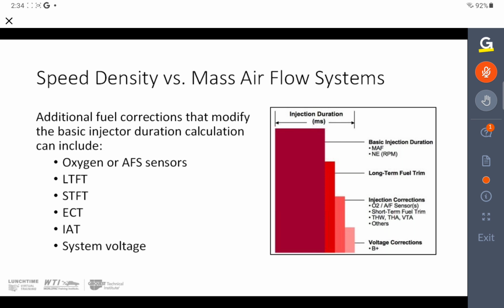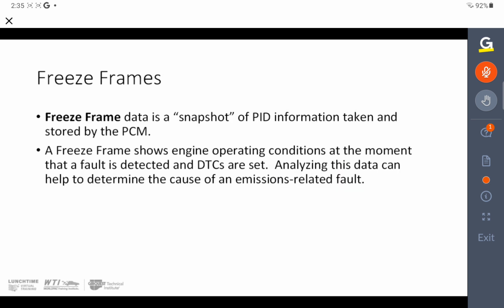So the computer's going to look at that and say, all right, how did I do with my injector pulse width controlling the air fuel mixture? And the oxygen sensor is going to let it know how it did. If there's a lot of oxygen in the exhaust, it knows it's a lean condition and it's going to richen it up. If there's little oxygen in the exhaust, a rich condition, it's going to lean it out. So it'll look at oxygen sensors and air fuel ratio sensors, long-term fuel trim and short-term fuel trim, and our other sensors to determine what injector pulse width is going to be.